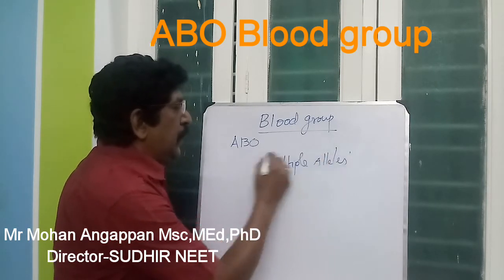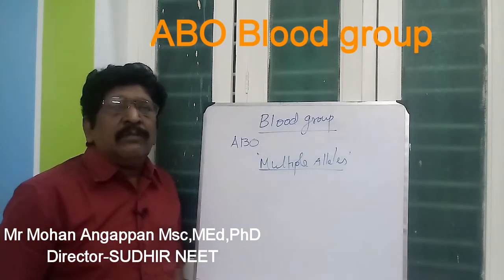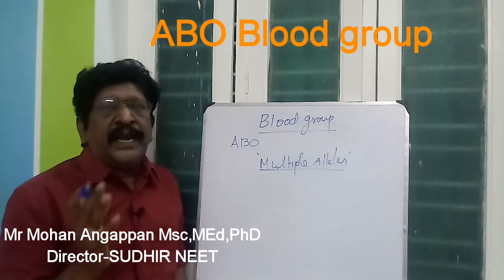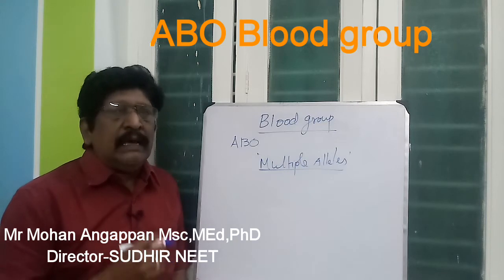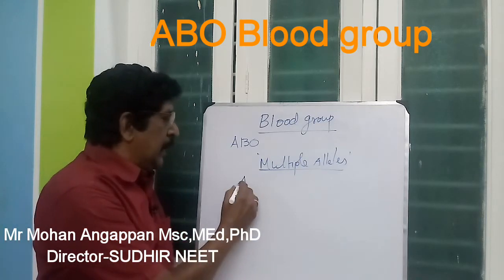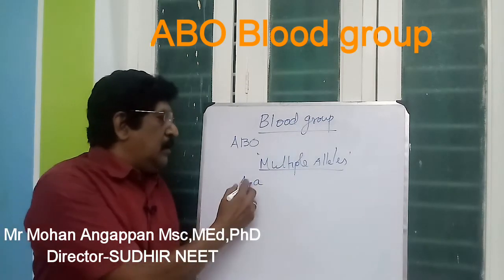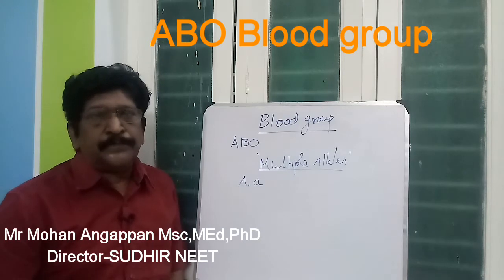So what do you mean by multiple alleles? Before that, we must know what is an allele. Allele is an alternative form of a gene, that is called allele. For example, capital A and small a are two genes alternating, they are called as the alleles.